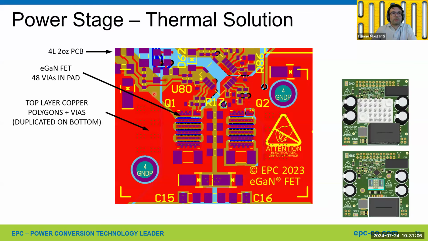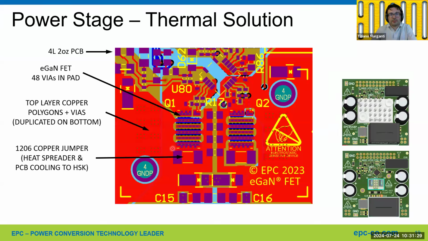We have this top copper layer, which is also connected to an identical layer on the bottom side. We have also used 1206 copper jumpers for two reasons. One, to spread the heat horizontally on the PCB, which is a limited effect, and we decided to connect them on the drain pad here, because this is the widest area to bring out the heat from the device. And also they are transferring the heat vertically to the heatsink.